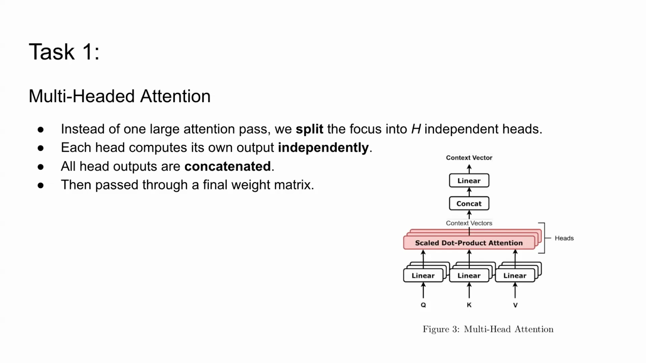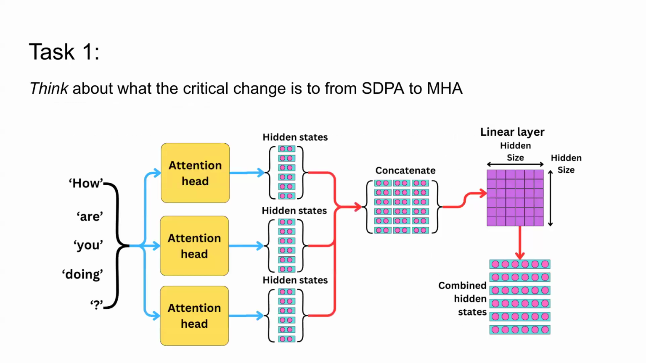How we do it is by splitting first and then doing the scale dot product attention independently on each head. At the end, we concatenate all the outputs of scale dot product attention and pass them through a final linear layer, mainly to mix the information that we obtained through multi-headed attention, and that's why we have a linear layer at the end.